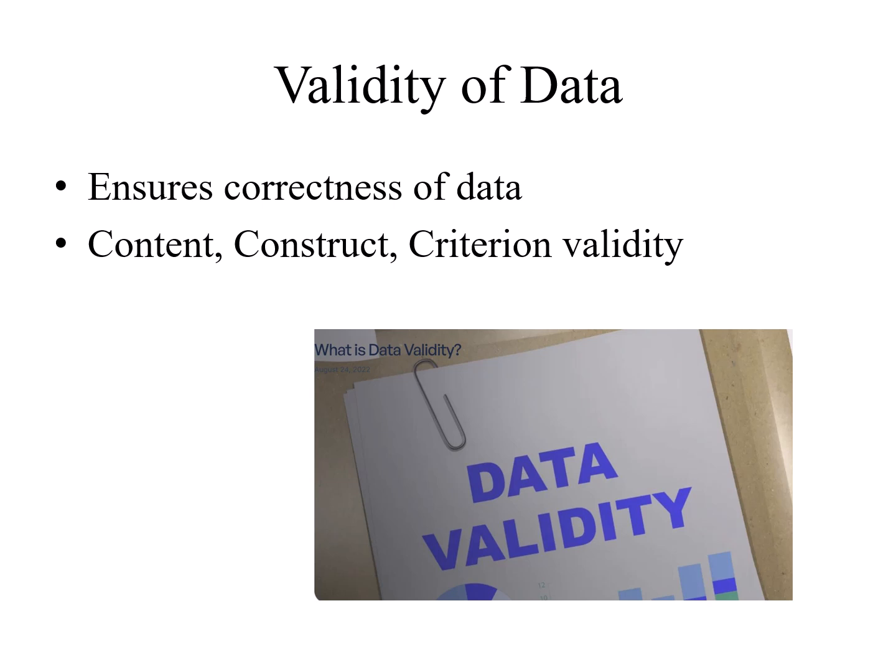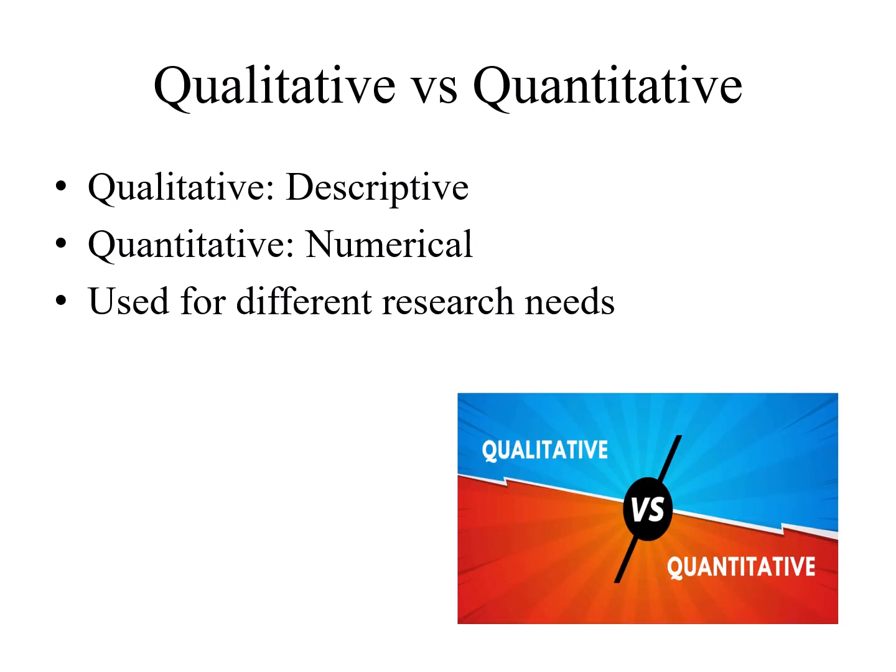Next, what is the importance of validity? This validity helps to ensure the accuracy of research, improves decision making, increases trustworthiness of the findings, and reduces measurement error. Only then will the data collected be valid. Data is of two types: one is qualitative data, another is quantitative data. Qualitative data is descriptive, and quantitative data is numerical.